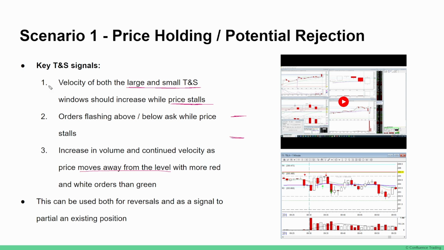So those are the three things that I'm looking for, and you can use this for two key things. First, you can use it for reversal trades, as a signal to enter a position, which is what I did over here on this trade of Tesla, which I'm going to show you a live example of. Or if you're already in a position, you can use it as a signal to partially or entirely exit your position. So now let's look at a live example of Tesla.